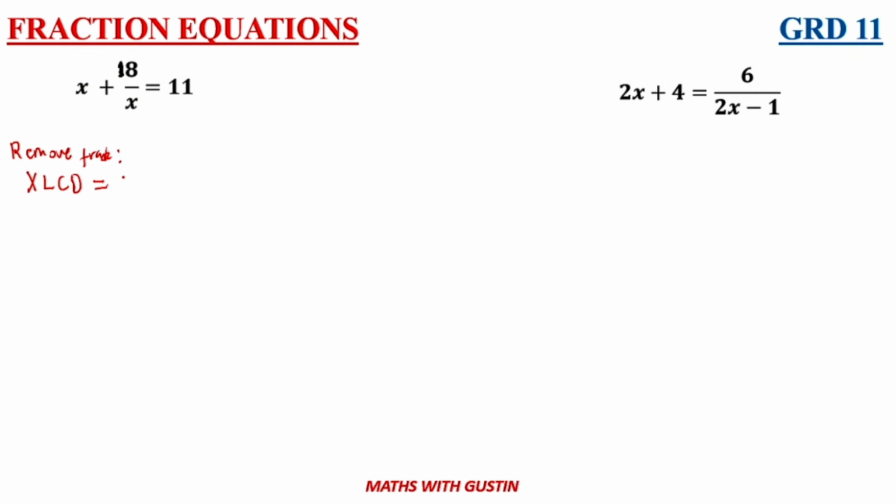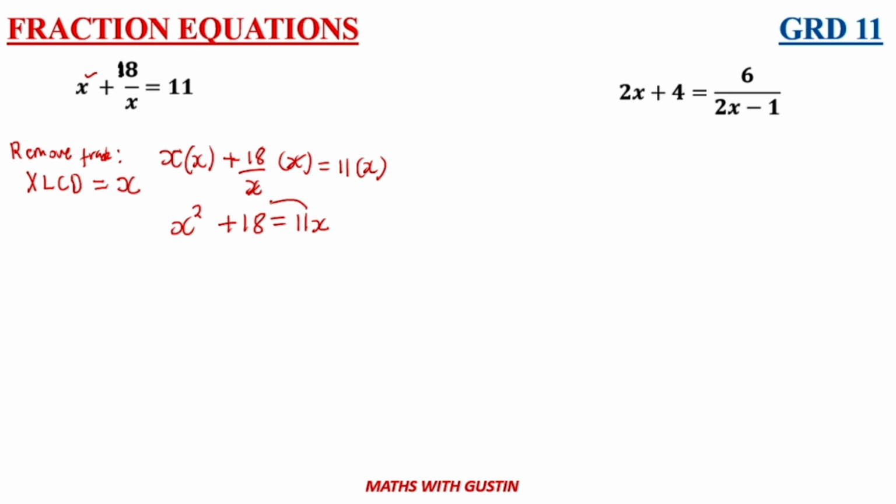Our LCD is going to be x. So let's go ahead and multiply everything by this x. We have x times the LCD, plus 18 over x multiplied by the LCD, equals 11, also multiplied by the LCD. So we're going to have x squared, and the x and x cancel out, leaving 18 equals 11x.